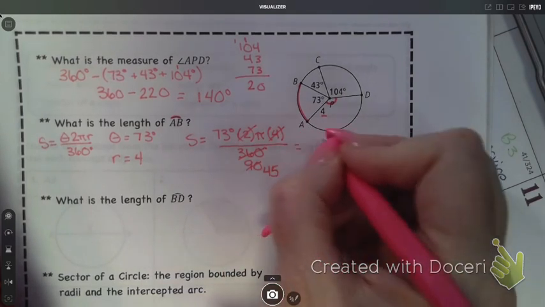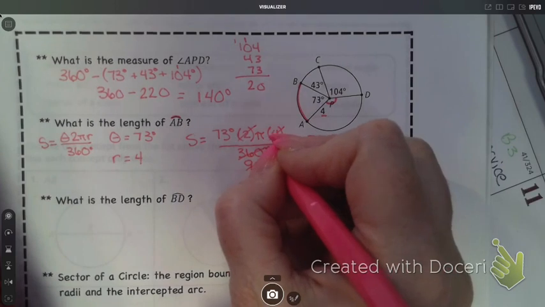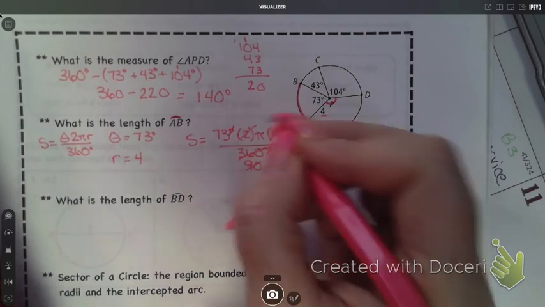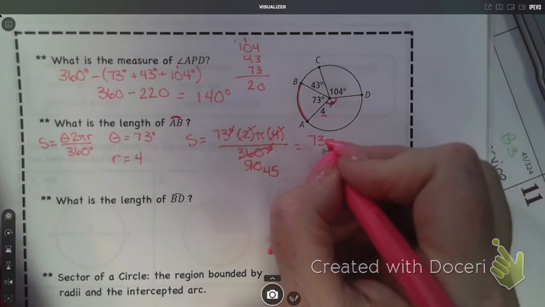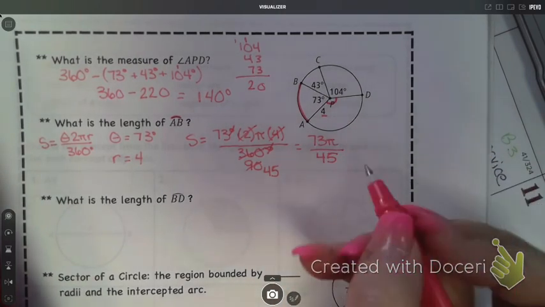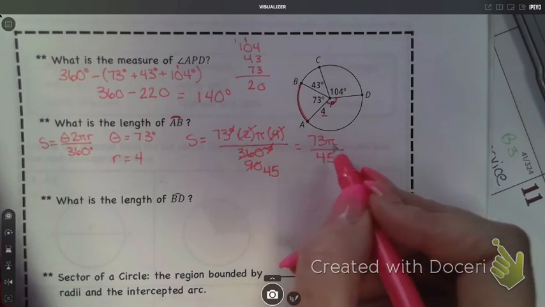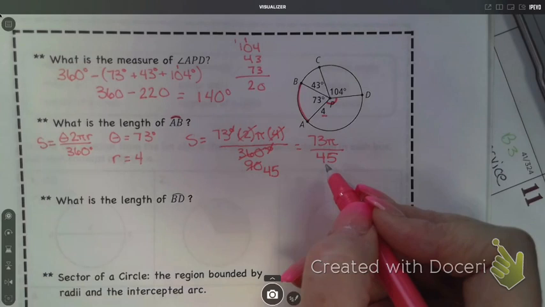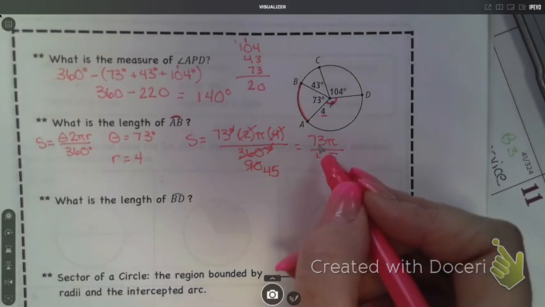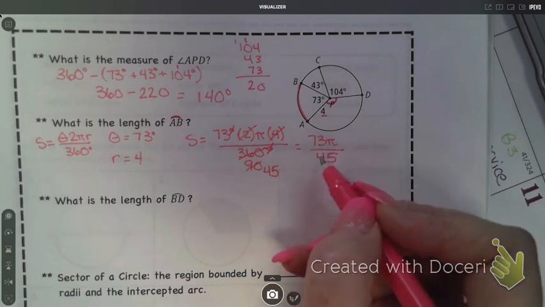So I now have 73 pi. Oh, and there was a degree here and a degree here, so they reduced out. So there's no more degree. Over 45. Now, 73 does not go into 45. I have 3, 5, 9, 15. Those don't go into 73, do they? No. So my answer is 73 pi over 45.